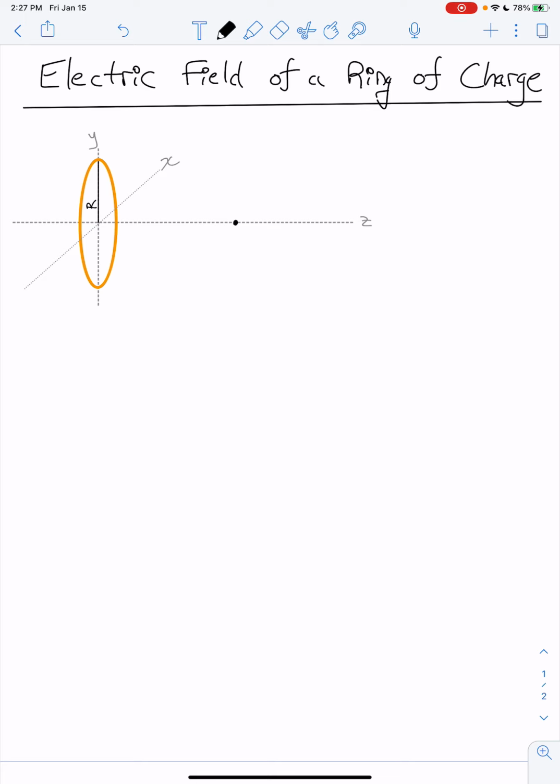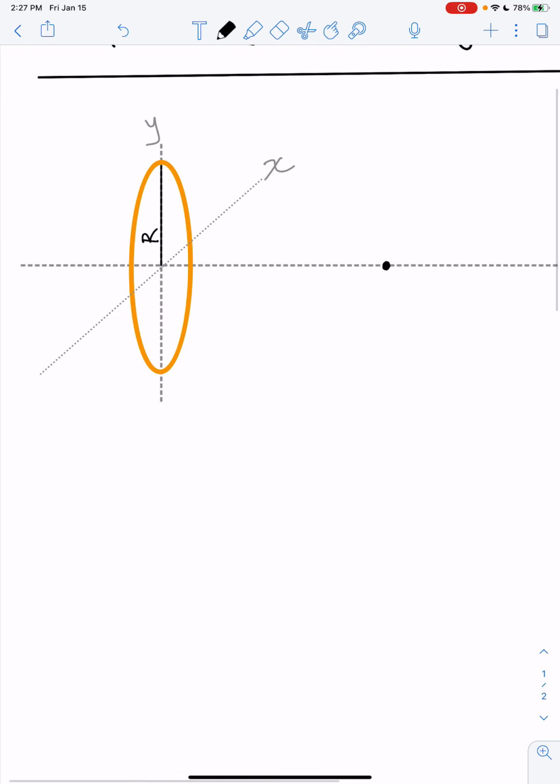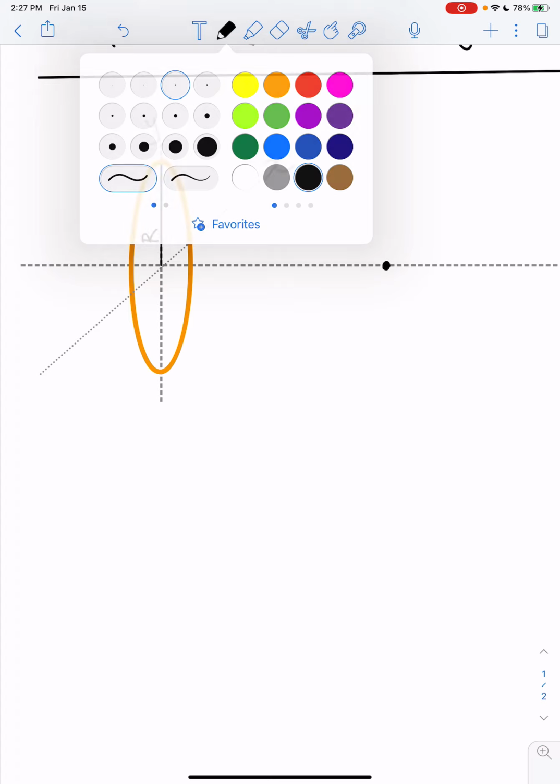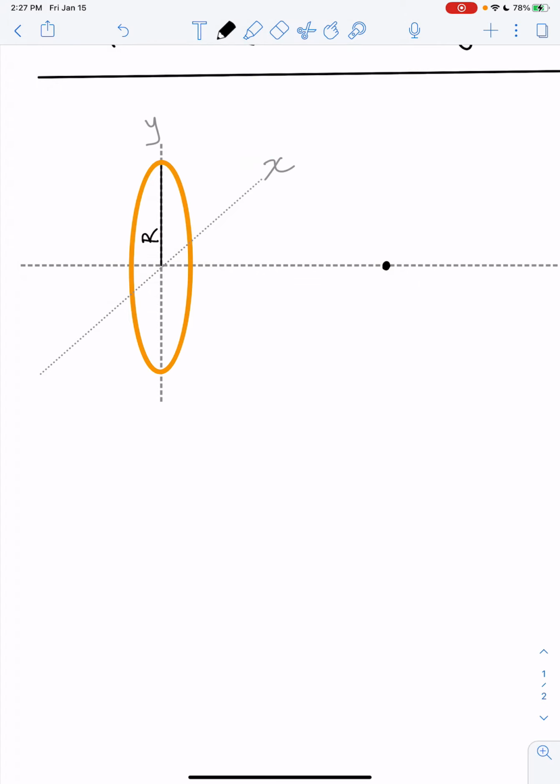And so we could define a few things here. Let's start by defining the distance from this center point to this point, we'll just call that Z, some distance along the Z axis. And I've already drawn in R for the radius of this ring. And really that's the distance in the Y dimension from the center point to the edge of the ring.